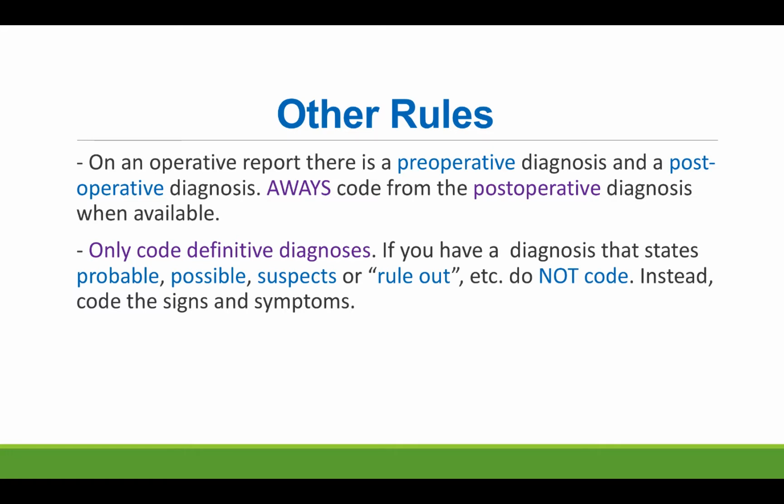Lastly, some other rules. On an operative report, there is a preoperative diagnosis and a postoperative diagnosis. Always code from the postoperative diagnosis when available. Only code definitive diagnoses. If you have a diagnosis that states probable, possible, suspects, or rule out, do not code. Instead, code the signs and symptoms. We must never code anything that is not definitive.